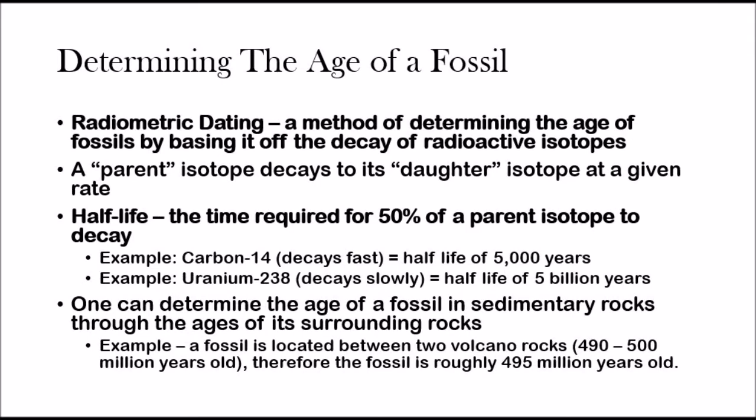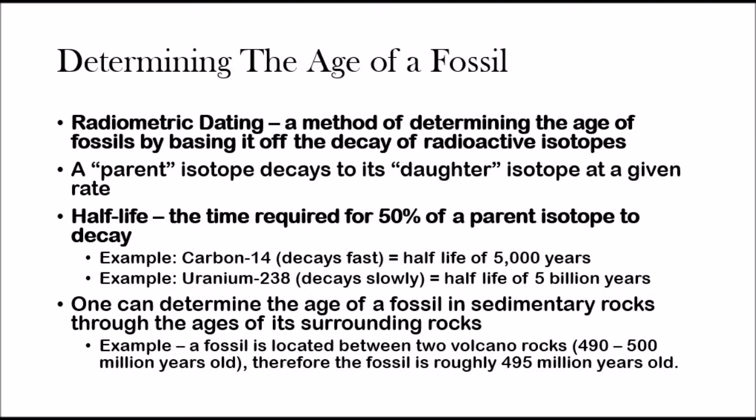Now, this is an important process to know: how scientists determine the age of a fossil. They use a process called radiometric dating, a method of determining the age of fossils based off the decay of radioactive isotopes. Okay, so basically radioactive isotopes are atoms which become unstable and start breaking into different parts. So a parent isotope decays to its daughter isotopes at a given rate, and that rate is called a half-life. That's the time for 50% of a parent isotope to decay.